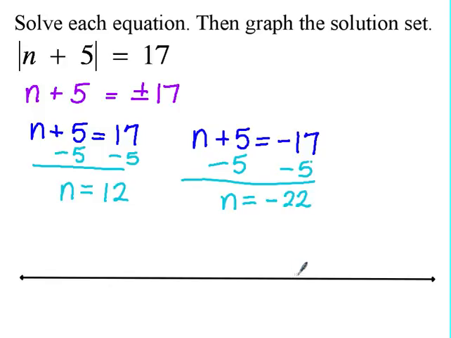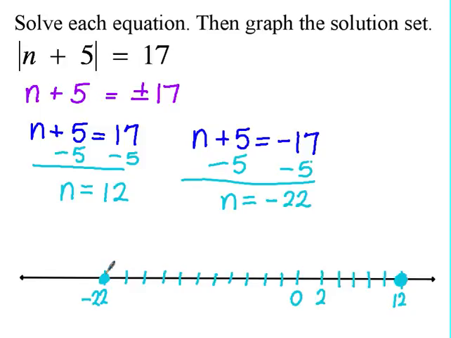Okay, so I've got a 0 here. I'm going to use 2's as my interval. So here's going to be 2, 4, 6, 8, 10, 12. So here's where 12 is. I'm going to put a dot for 12 because that's one of my solutions. Now I've also got to put a dot for negative 22. So here's negative 2, 4, 6, 8, 10, 12, 14, 16, 18, 20, 22. So there's negative 22. I'm going to put a dot, and that's it. So all you're doing on the number line is putting 2 dots.